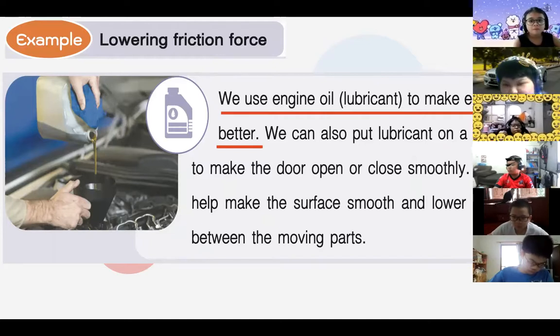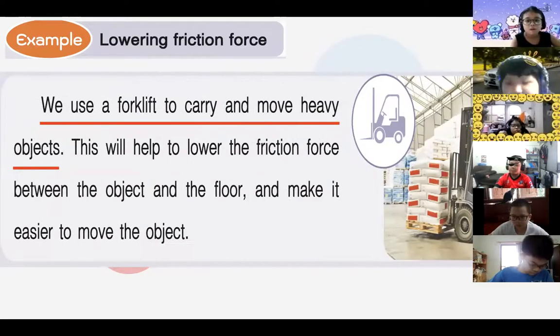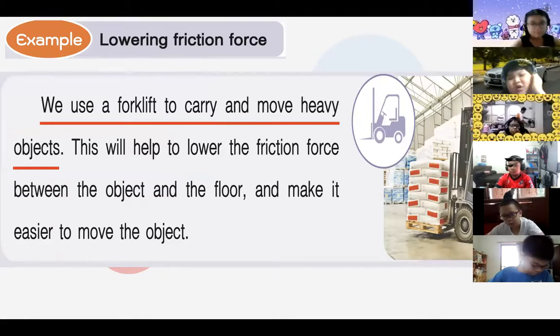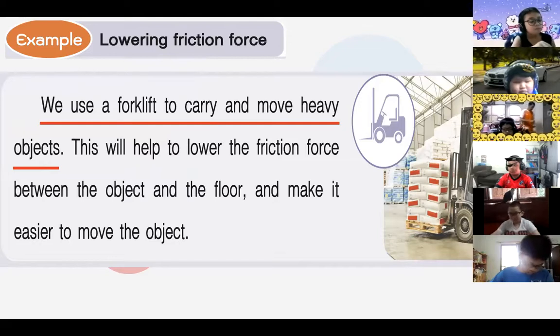The next example is that we use a forklift to carry and move heavy objects. The forklift is like a small car. It's easy to move heavy objects with a forklift, unlike just pushing and pulling heavy objects, which is difficult. So the forklift is one good example for lowering friction force.